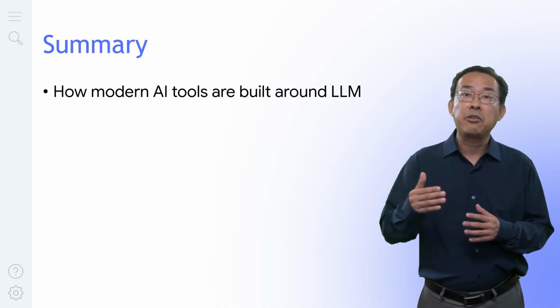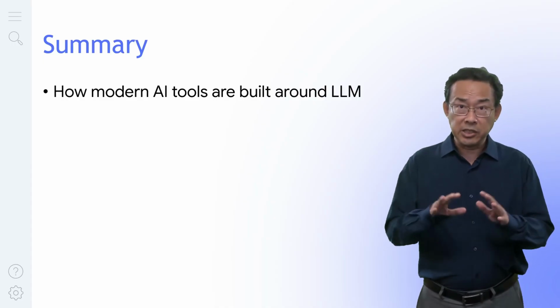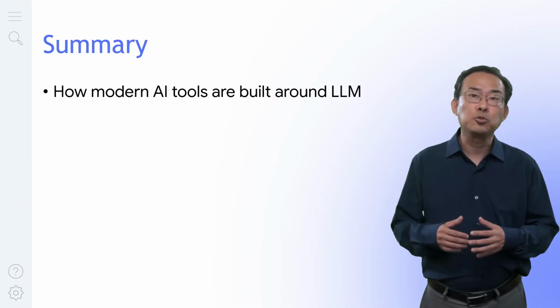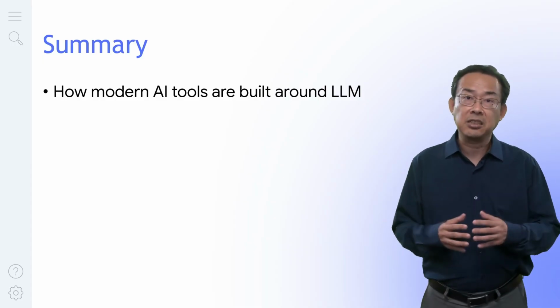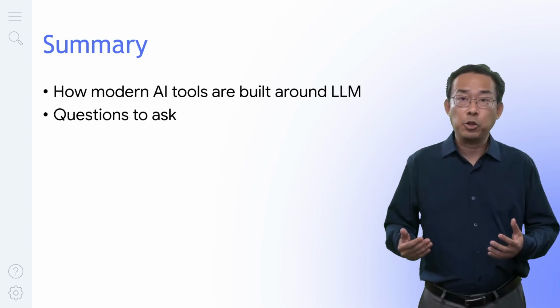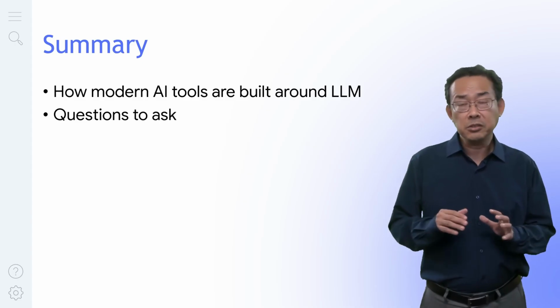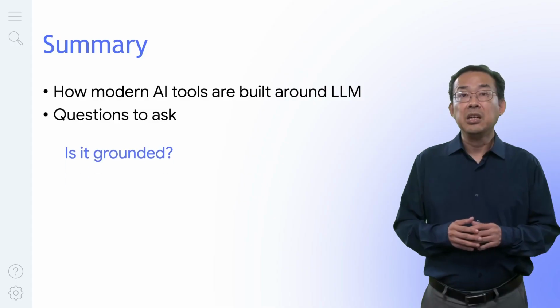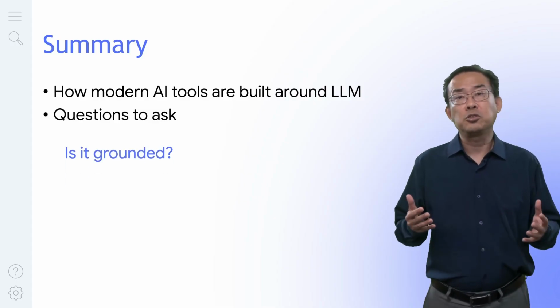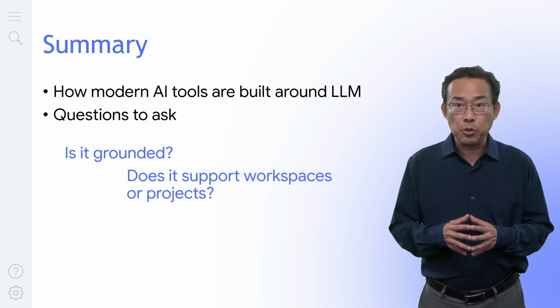We have reached the end of Unit 4. In this unit, we move beyond interacting directly with an LLM and explore how modern AI tools are built around an LLM to supplement and extend its capabilities. When you encounter a new AI tool, it is worth pausing to ask, is this tool grounded? And if so, on what sources? Does it support a workspace?